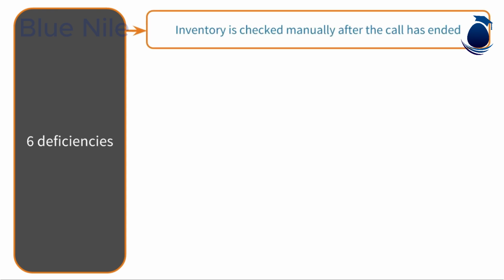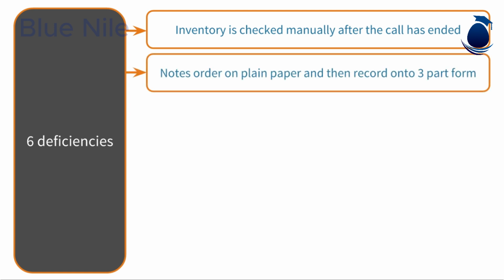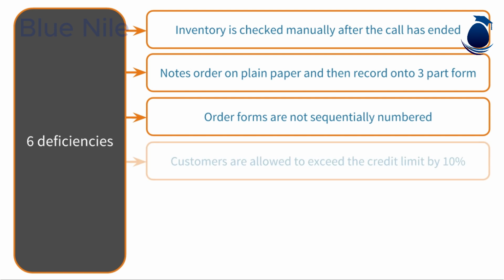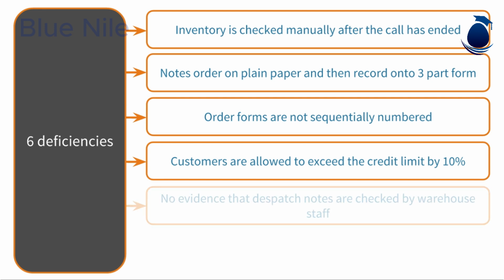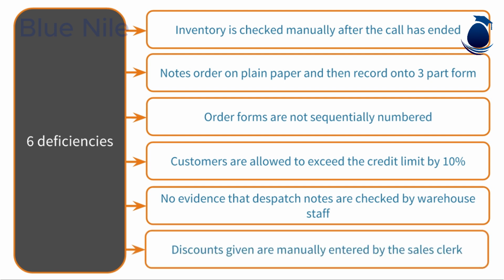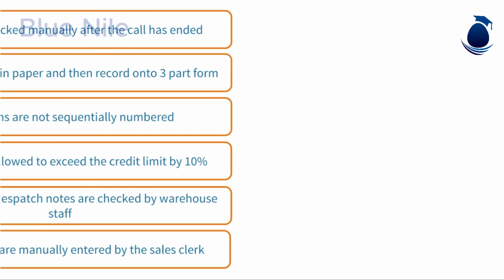For telephone orders, inventory is checked manually after the call is ended. The clerk notes the order on plain paper and then records onto the 3-part order form. The order forms are not sequentially numbered. Customers are allowed to exceed their credit limit by 10%. There is no evidence that the dispatch notes are checked by the warehouse staff. And discounts given are manually entered by the sales clerk on the invoice.